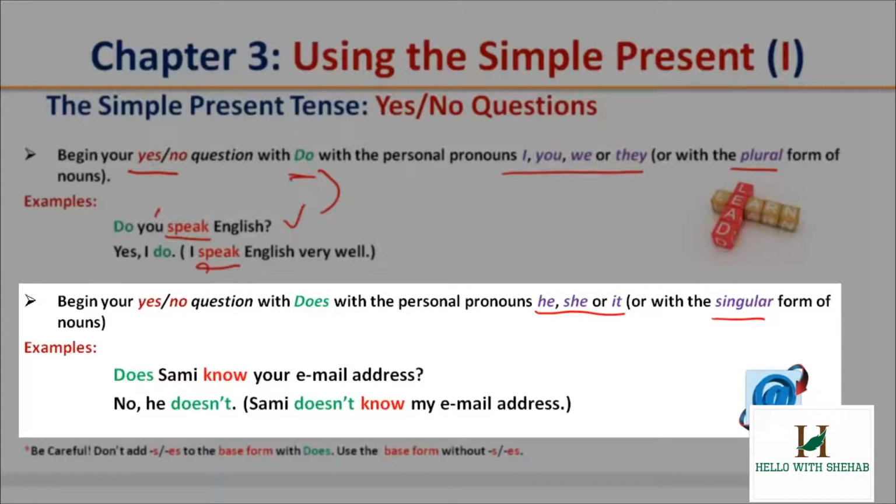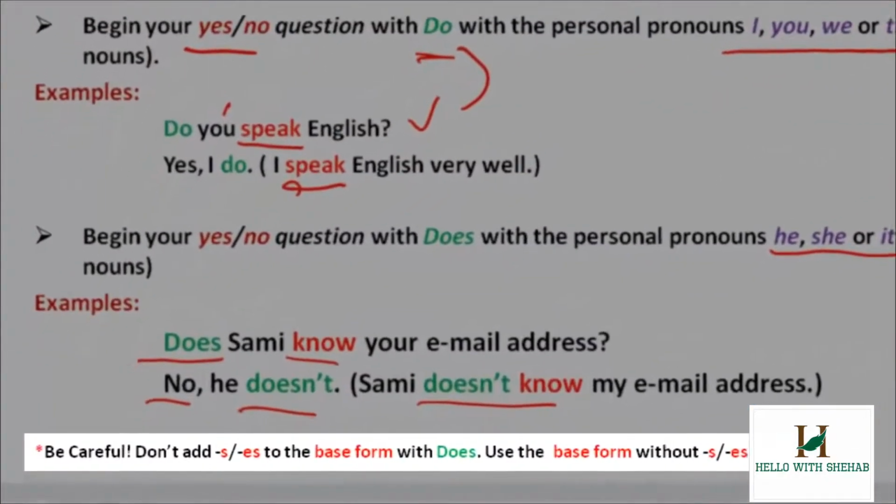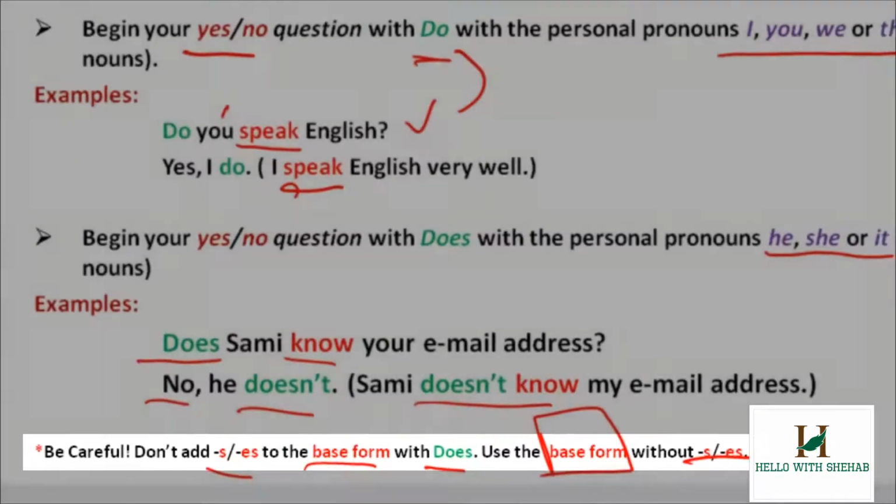Examples: does Sammy know your email address? No, he doesn't. Sammy doesn't know my email address. Be careful. Don't add s or es to the base form with does. Use the base form without s or es.